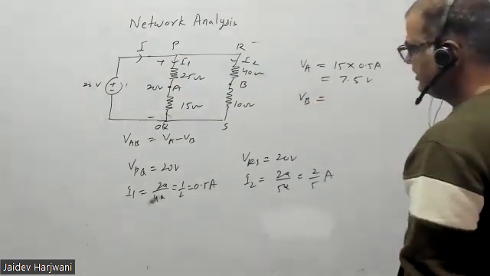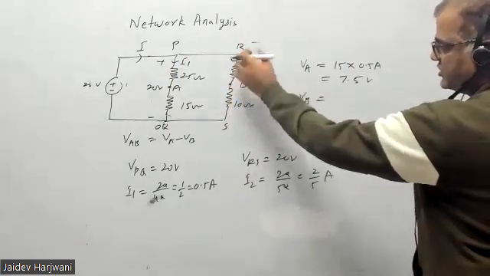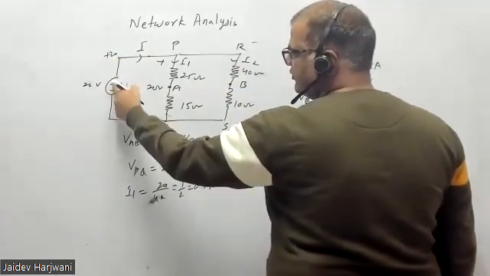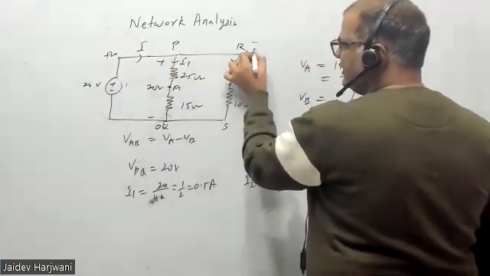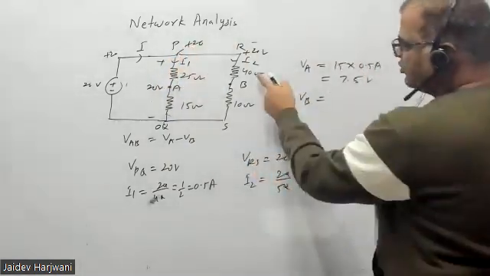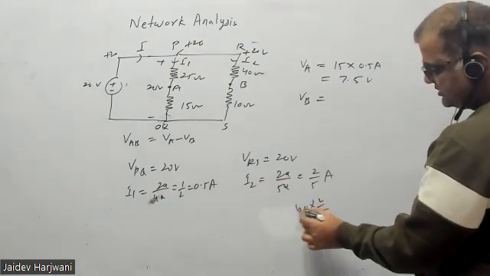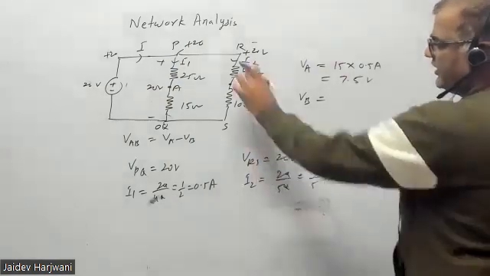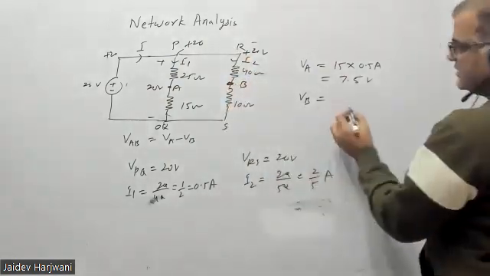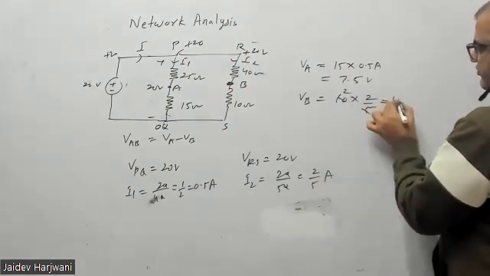Similarly, you can find VB. VB will be how much? So total is 20. This is directly connected to 20 volts. This is 20, this is 20, this is 20. Here voltage is plus 20. Out of that 20, the drop is 40 into 2 by 5, that is 16 volt. So 16 volt is getting dropped here, remaining 4 volt comes here. Or you can directly calculate: resistance 10 times 2 by 5, that is 4 volt.